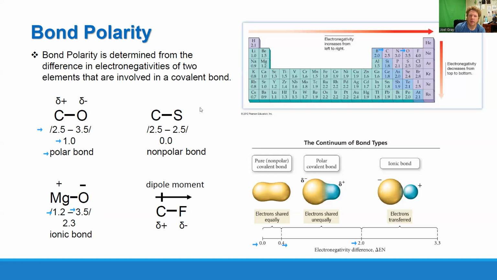I will give you these electronegativities and ask about bonds. I'll say, here are the electronegativities, classify this bond as polar, nonpolar, or ionic. These ranges, 0.0 to 0.4, 0.4 to 2.0, and above 2.0, are your differences for classifying different bonds.